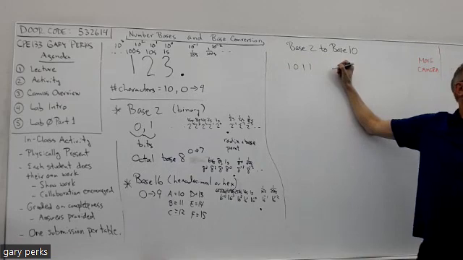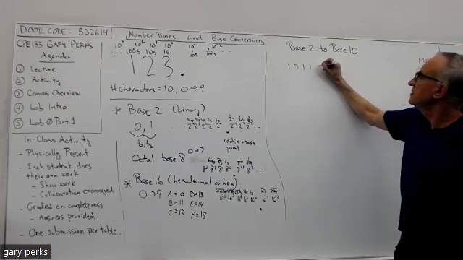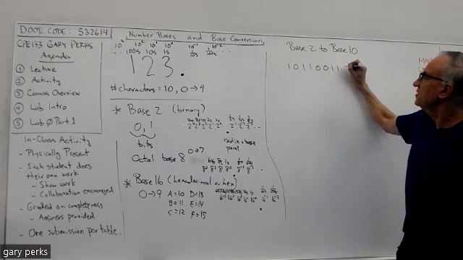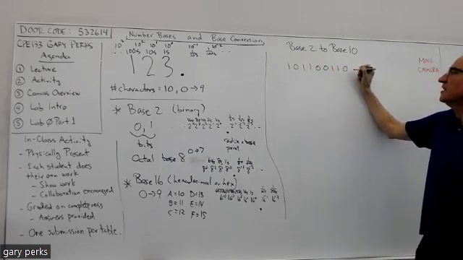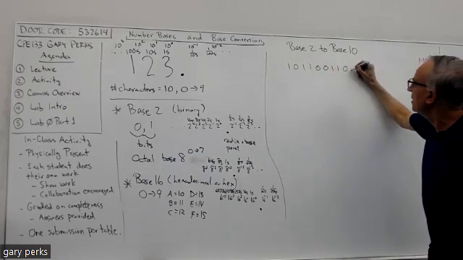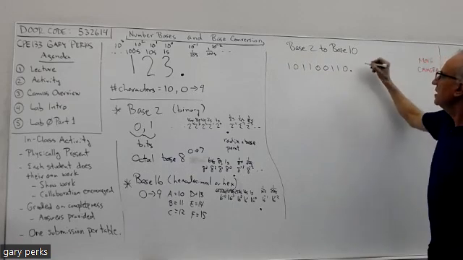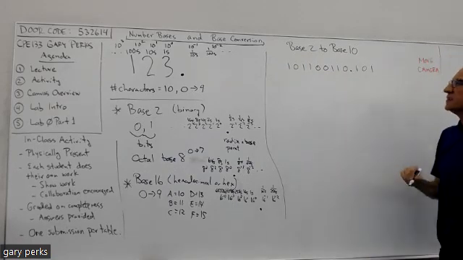What do you want next? 0 1 1 0. 0 0 1 1 0. Is that what you said? Okay, that's good. And then we'll put a radix point, and we'll put 1 0 1.